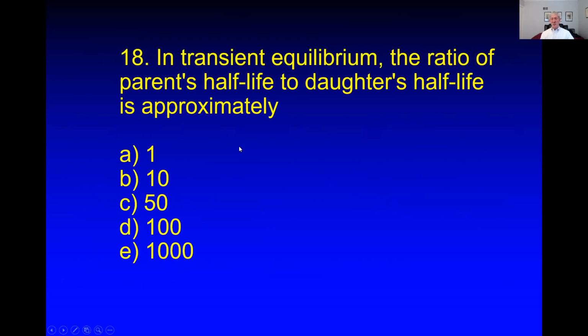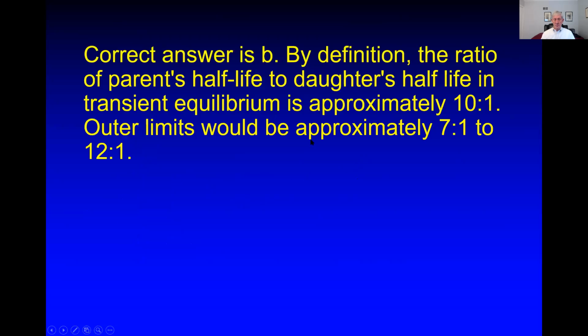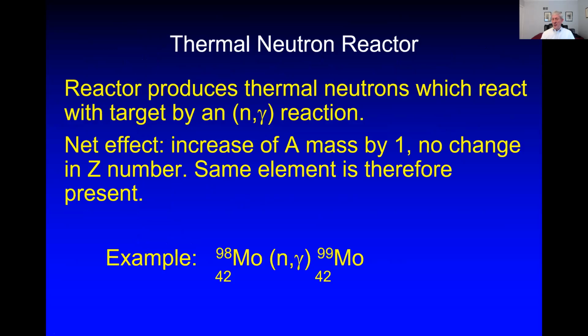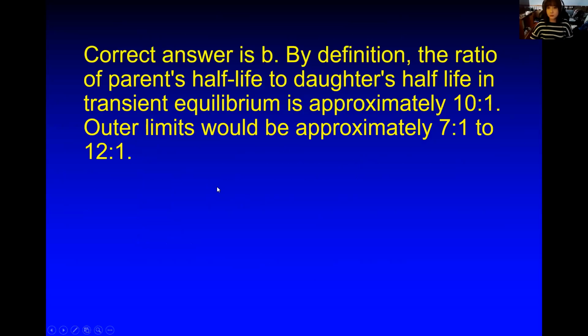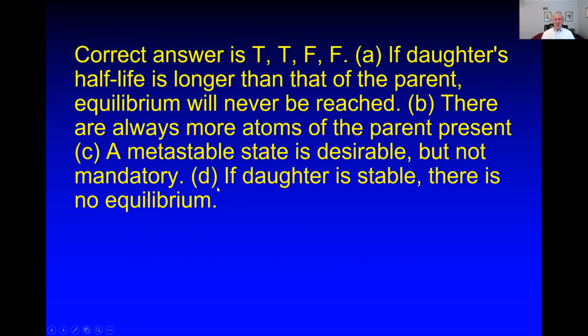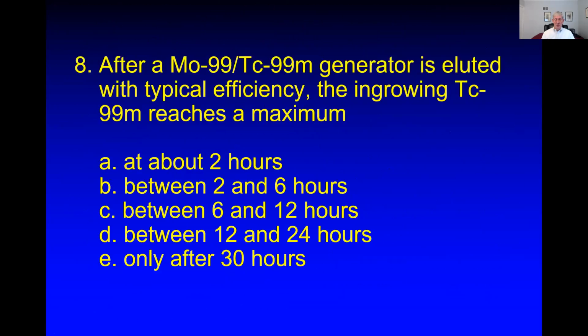All right. In transient equilibrium, the ratio of parent's half-life to daughter's half-life is approximately B. It's going to be 10, remember, for transient 10, and for secular, it'll be a really big number. Okay, now, any questions about that test? Okay, if not, I'm going to back up now and show you those 8 slides that I created for you just yesterday.